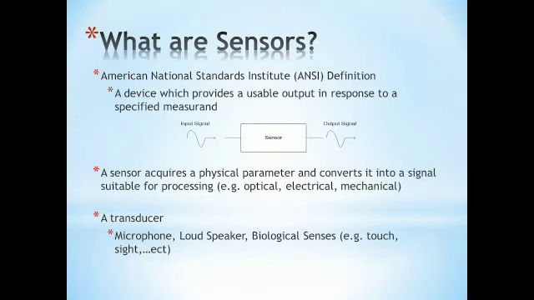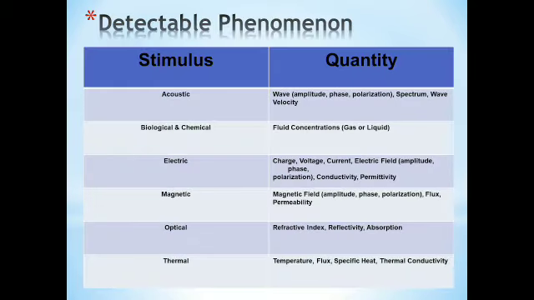What are sensors? American National Standards Institute, ANSI, definition: a device which provides a usable output in response to a specific measurand. Second point, a sensor acquires a physical parameter and converts it into a signal suitable for processing. A transducer, for example a microphone or loudspeaker, or a biological sense, for example touch, sight, etc.